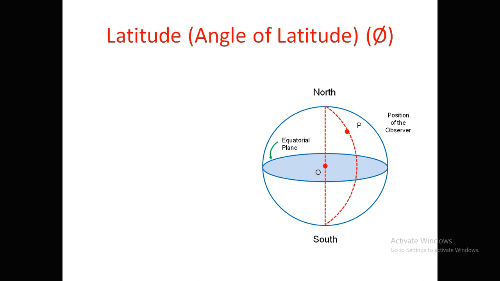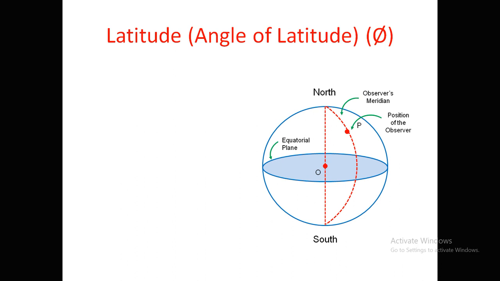We need to draw a meridian which is passing through that point P from North Pole to South Pole. Okay, that's the line which touches that point. Yes, that is the sphere. You need to understand clearly. The line will come like that, and that line is called the observer's meridian. The point is the position of the observer, where we need to calculate the latitude.